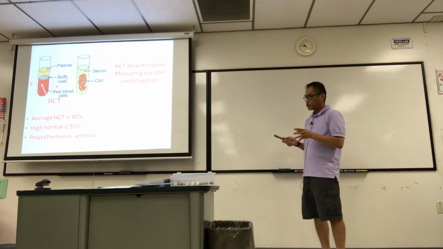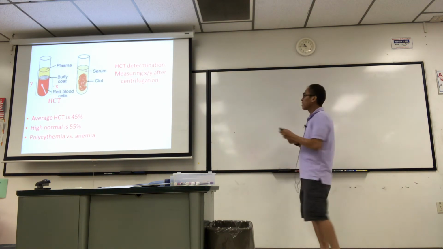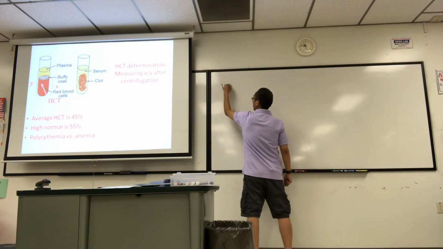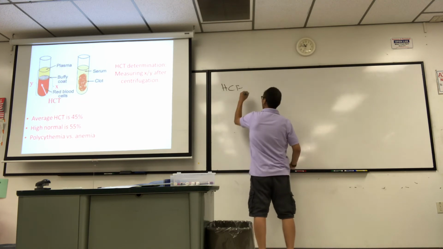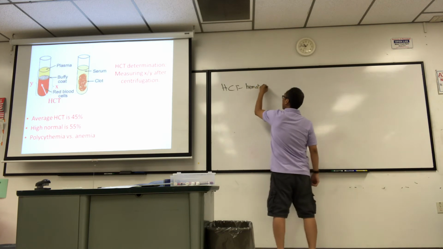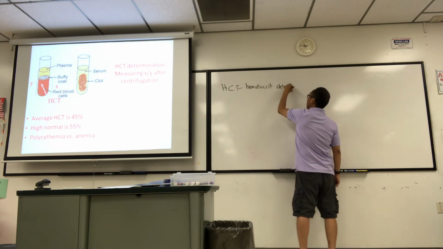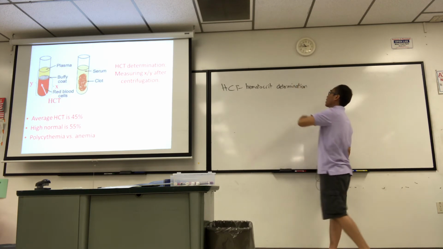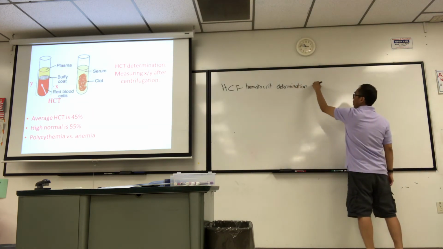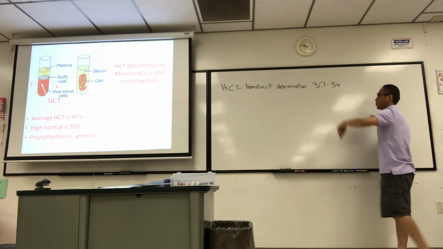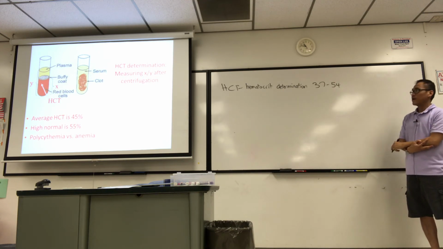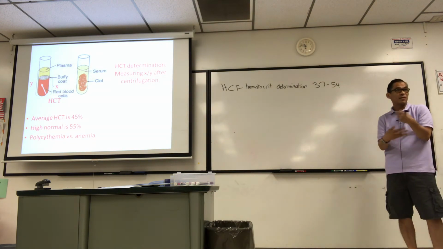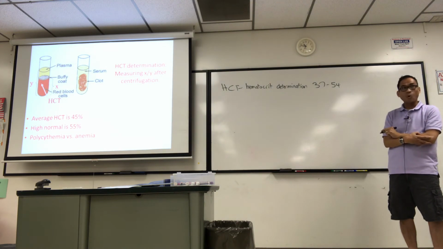Okay, normally it should be about 35%, right? Should be. So the normal range, HCT, hematocrit, the normal range is like 37 to 54. That's kind of like the textbook normal range for regular oxygen carrying capacity. Okay? So what you notice is there's no units because it's unitless. What matters is the proportion, right?